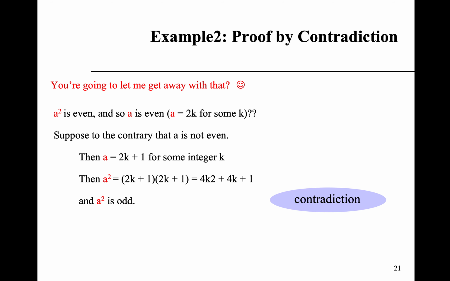So now this is a contradiction. So a is actually really even. We weren't bluffing there. A has to be even in this case scenario. And this is essentially what you do for proof by contradiction.